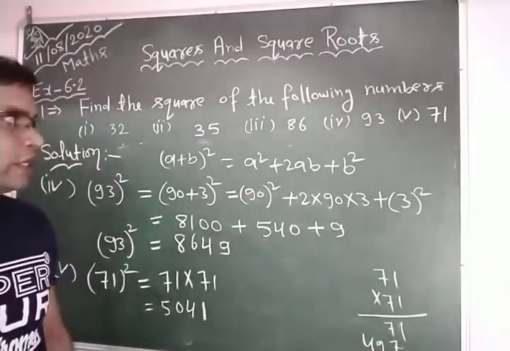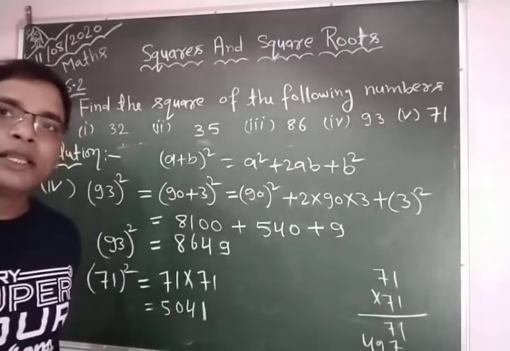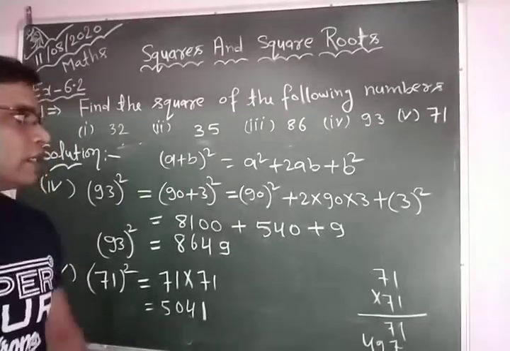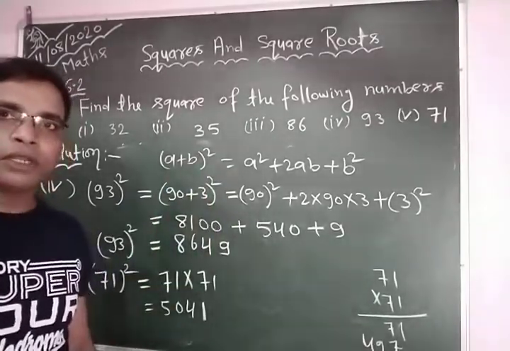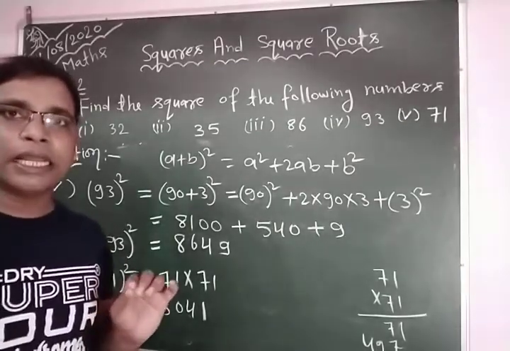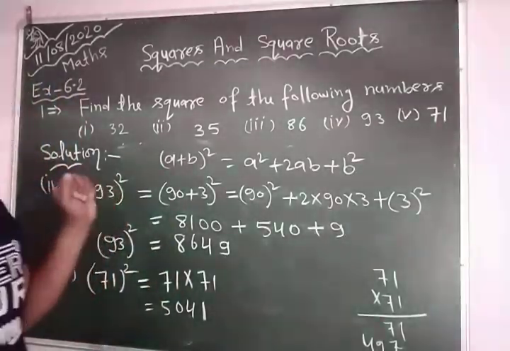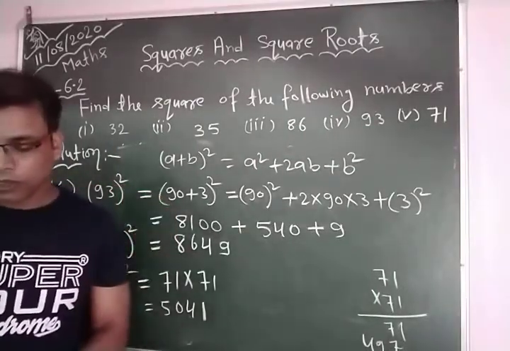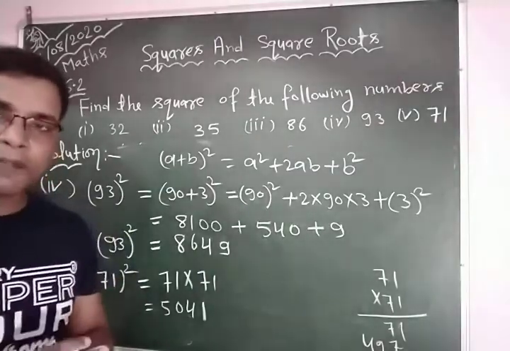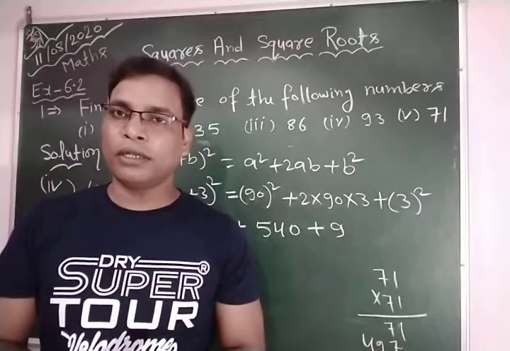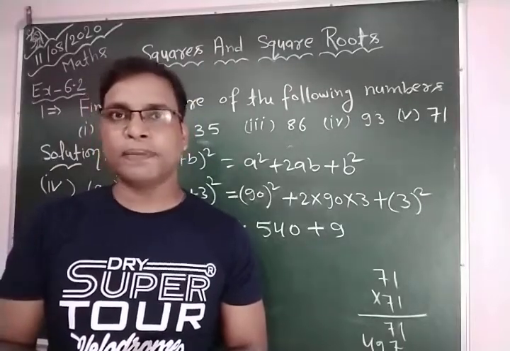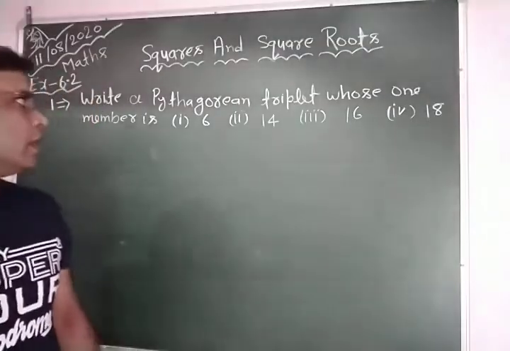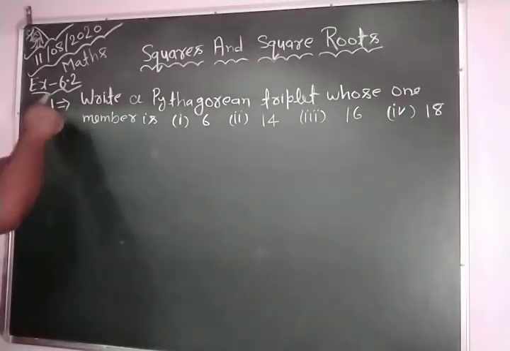Okay, so students, I hope all of you know how to find square with actual multiplication or without actual multiplication with the help of identities. Okay, so now we are going to discuss the second question of this exercise 6.2. The second question is: write the Pythagorean triplet whose one member is given. Okay, we find the Pythagorean triplet whose one member is given. So let's see how to find a Pythagorean triplet.